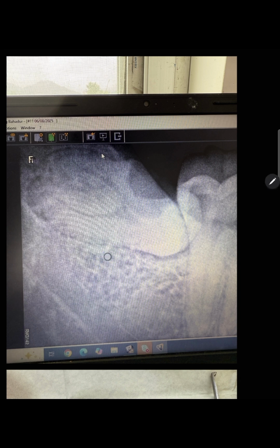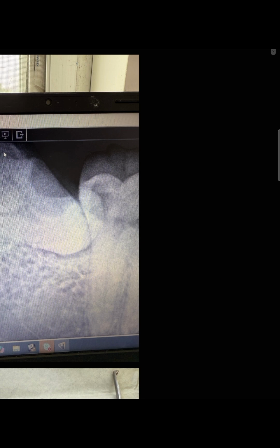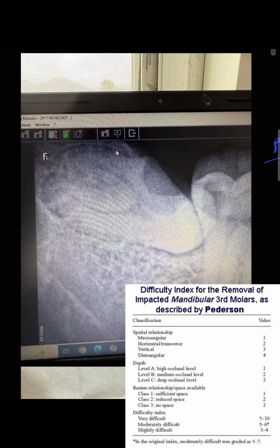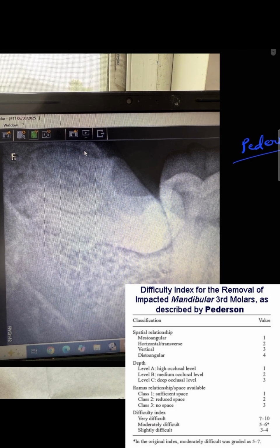Before jumping into the steps of the disimpaction, how the disimpaction was carried out, let's first classify the tooth based on the difficulty level. There's a difficulty index for the removal of impacted mandibular third molars that was given by Pederson that actually incorporates two classification systems. The first is the Winter's classification and the second is the Bell and Gregory classification.